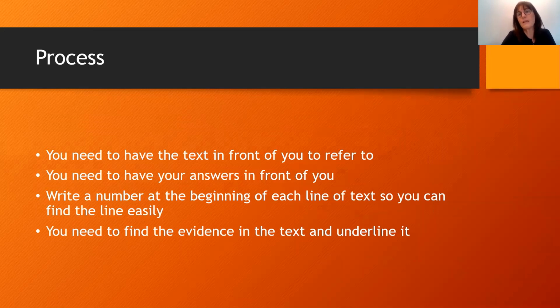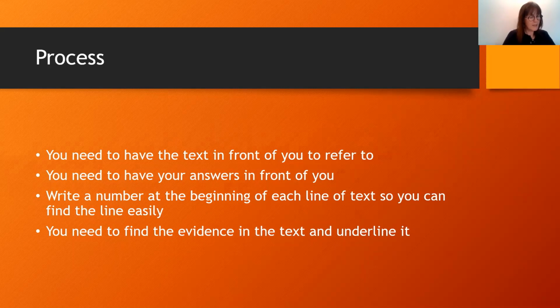I want you to be thinking and listening to how the answer was got, what the important words were in the question that led you to the important part of the text to read to find the answer. And to do this, you need to have the text and your answers in front of you. The best way I think of doing this is to write a number at the beginning of each line of the text so that you can find the line easily that I'm referring to when I explain the answers.